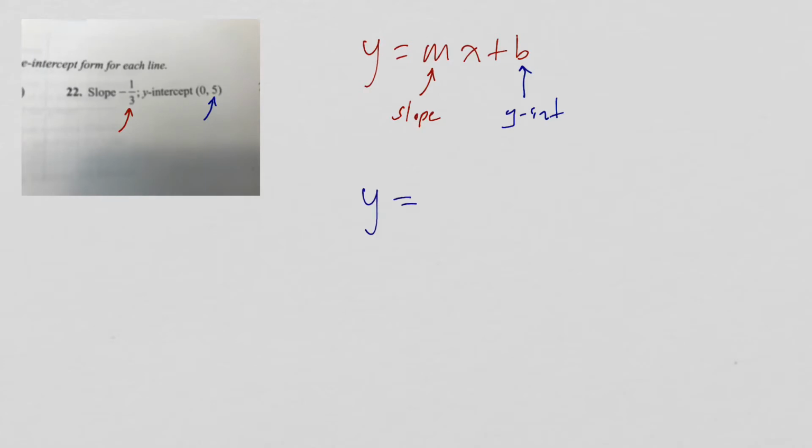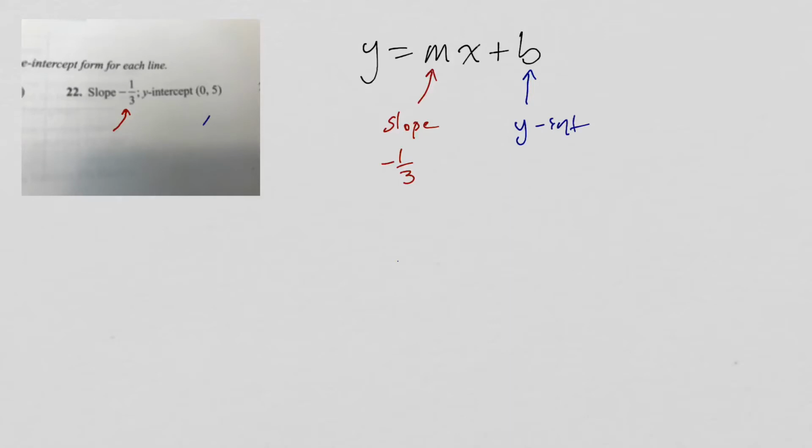Okay, so think of the line y equals mx plus b. This is our slope, which they show us, and this is our y-intercept, which they give us. So y would be equal to negative 1/3 x plus 5.